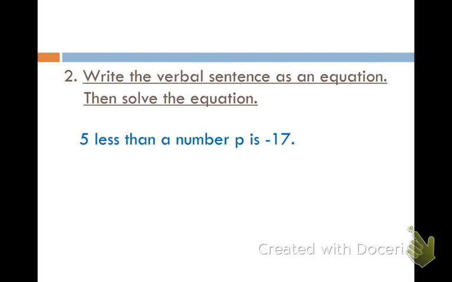On this problem right here, it says 5 less than a number p is negative 17. Do you see any parenthesis words or turnaround words in there? Less than. Less than is a what kind of word? A turnaround word. Underline it so that you remember it's a turnaround word. So whatever would have been at the beginning is now going to be at the end. Whatever would have been at the end is now going to be at the beginning.